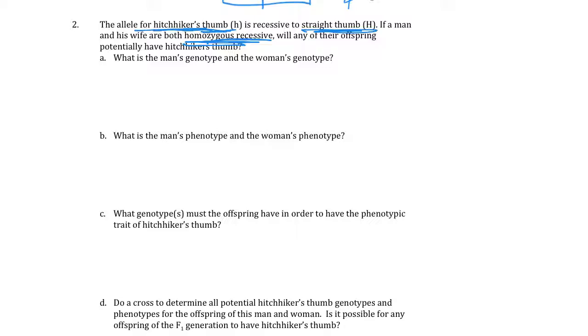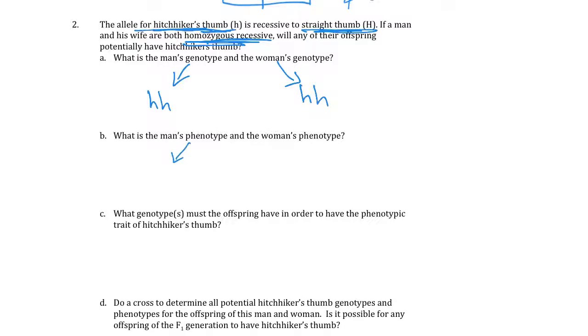So if they're both homozygous recessive, that means both of them have the same allele, small h, small h. That's homozygous, meaning the two are the same, and they're both recessive. So the same with a woman, small h, small h. What is a man's phenotype and the woman's phenotype? Well, they're recessive, so they both have hitchhiker's thumb.